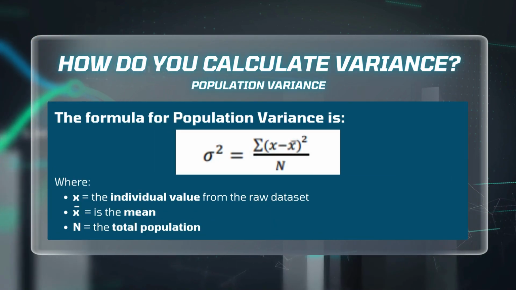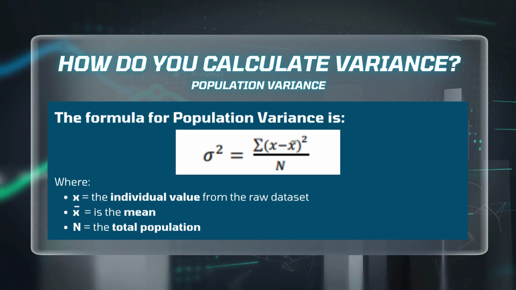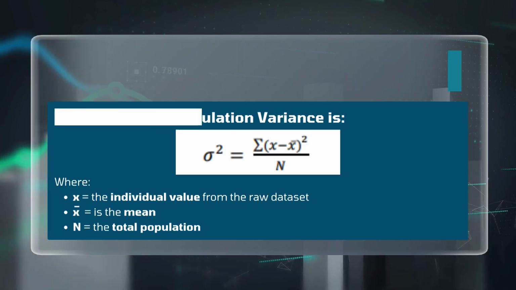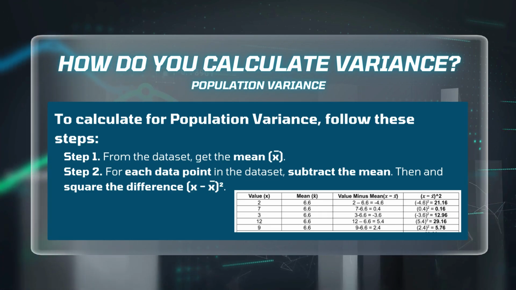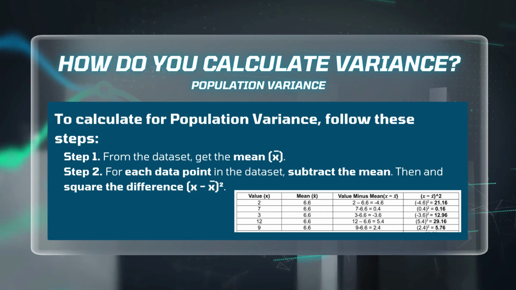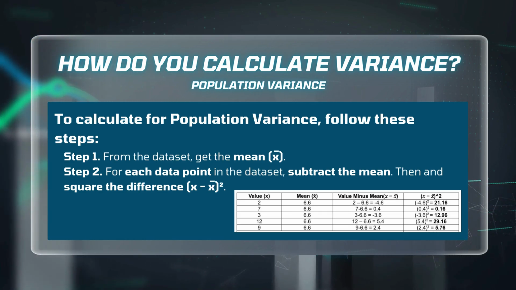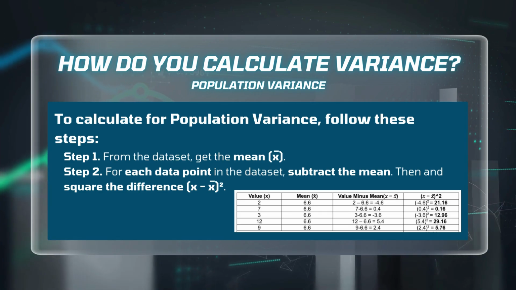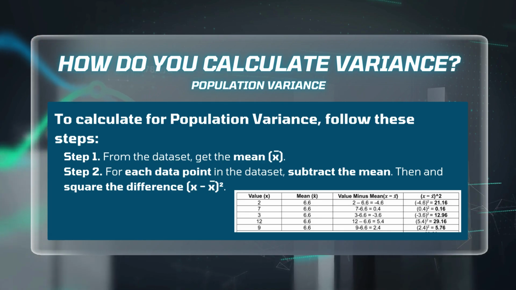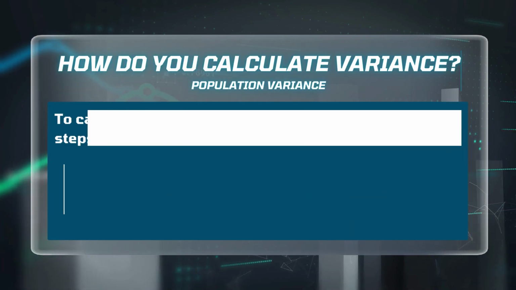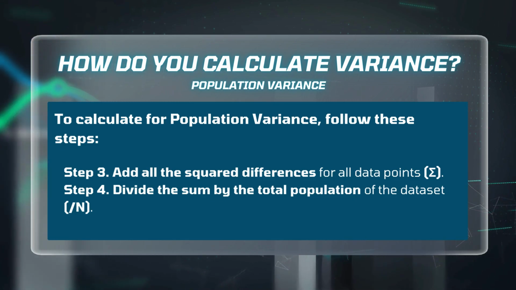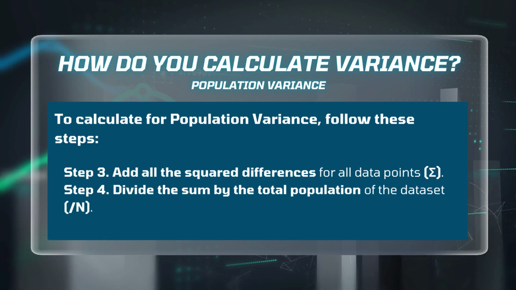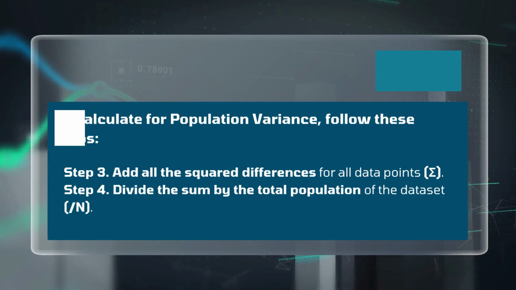How do you calculate the variance? To calculate the population variance, follow these steps. Step 1. From the dataset, get the mean. Step 2. From each data point in the dataset, subtract the mean, and then square the difference. Using a table to track the computations may be helpful at this stage. Step 3. Add all squared differences for all data points. Step 4. Divide the sum by the total population of the dataset.